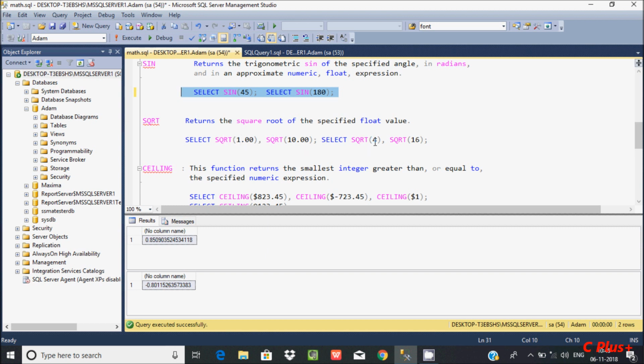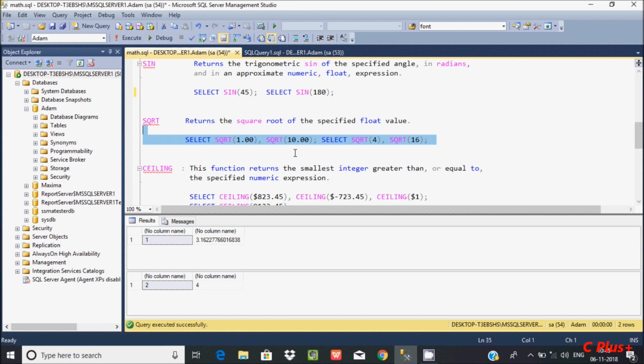Now here square root of 4. So this will display 2. And here square root of 16. So the value generally is square root of 16 equals minus plus 4. So this will return only positive 4. So let's execute here. So see here square root of 10. It's displaying 3.16, and here 16, 4.